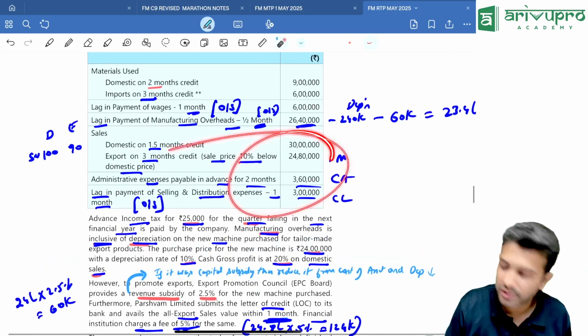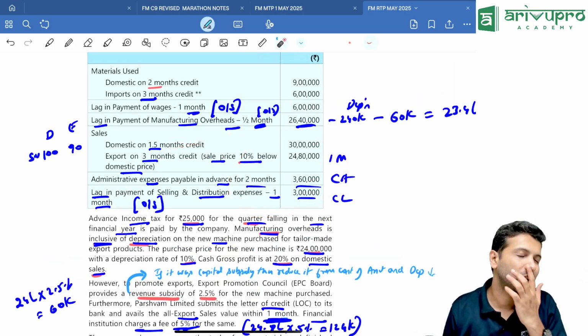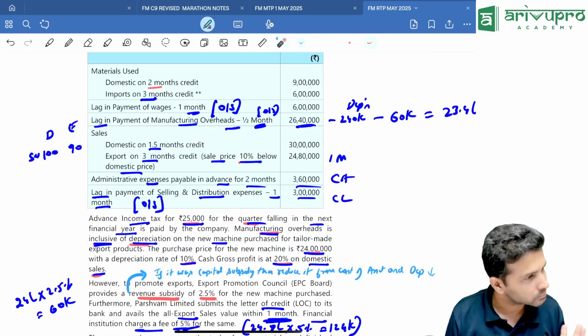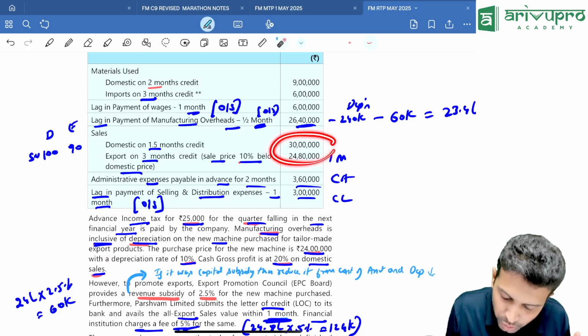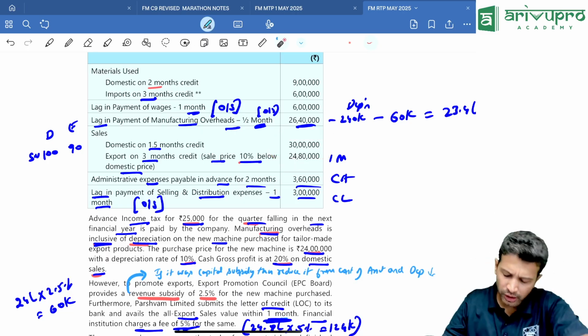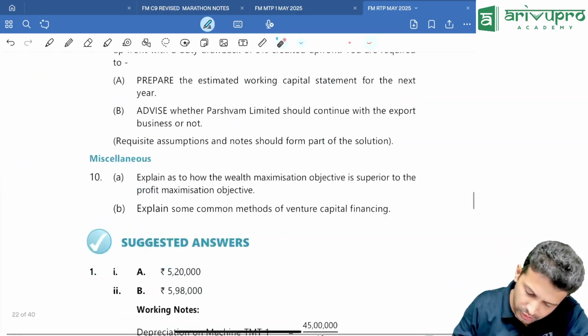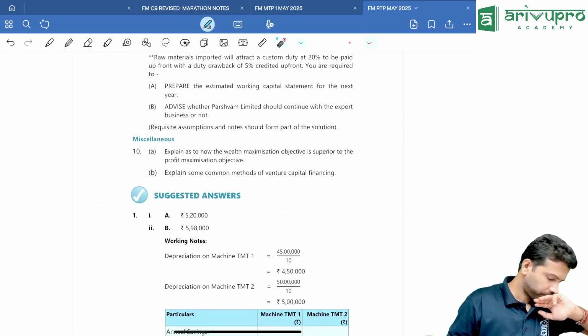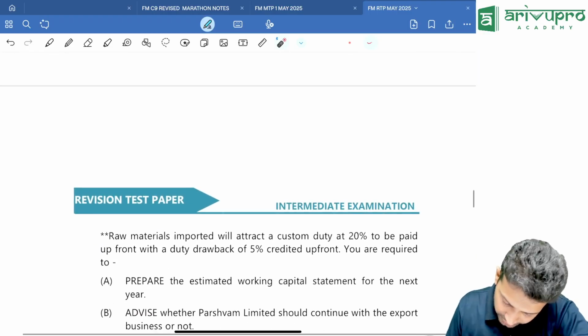Sir, on domestic sales and export sales, we have same selling price or different selling price? Do we know that selling price or we only know sale value? We know only sale value. But it's okay. We can do a small working here. Look at this. Excuse me. In fact, one more data is there. Sorry, I did not read that.